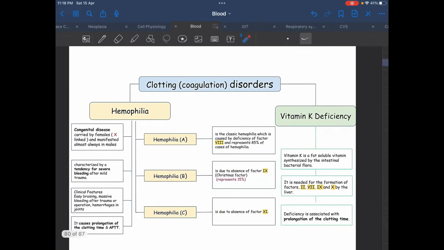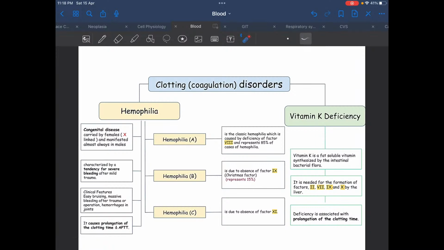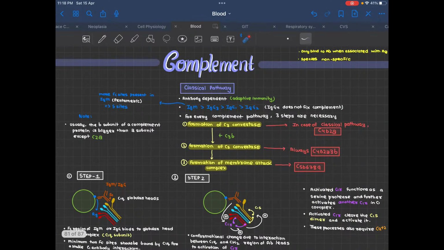Okay? You discuss hemophilia A, that's for 8, hemophilia B, that's for Christmas factor 9, and hemophilia C, not for 10, it's actually for 11. Okay? And vitamin K deficiency we've already studied, that's for 2, 7, 9, and 10. Right.